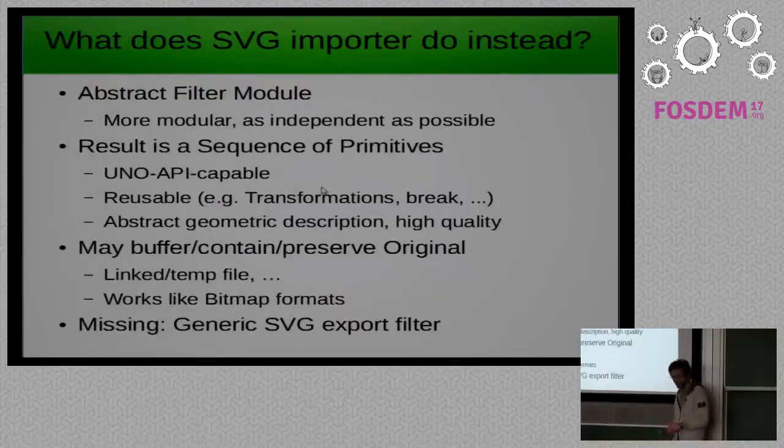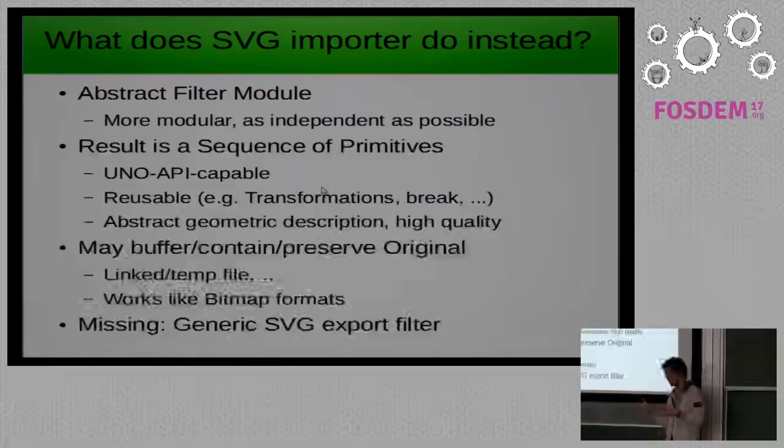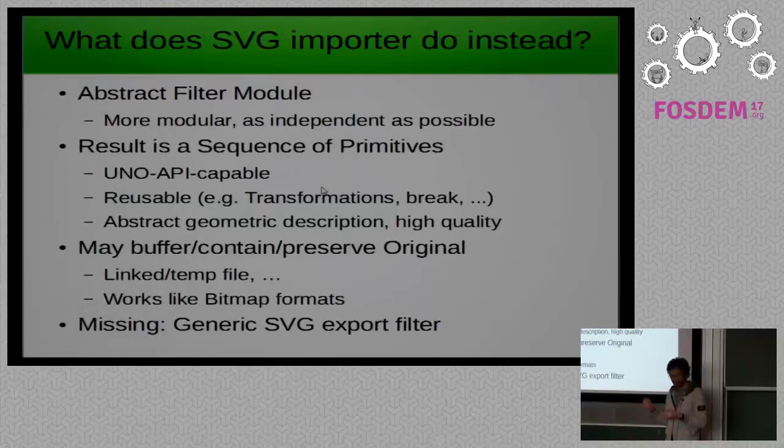So compared with the metafile importers, which interprets the Microsoft format and put it into our own metafile format, which of course is pretty close to the Microsoft format. What does the SVG importer do instead? It's an abstract filter module, much more modular, as independent from the rest of the code as possible, has an UNO API. The result is a sequence of primitives with which you can work further. So it's UNO API capable, and the result can just be returned as a UNO value.